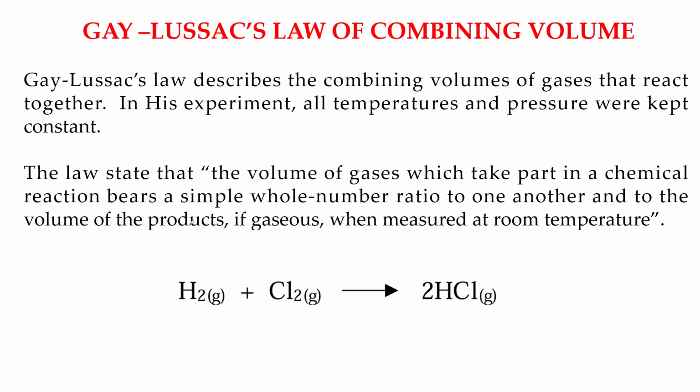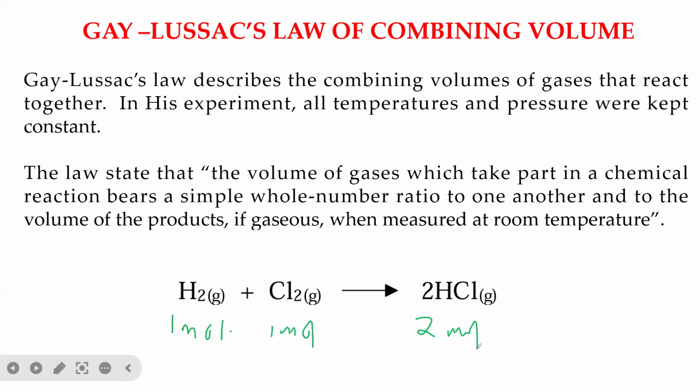For example, if you look at this one here, the moles of hydrogen is 1 mole. So we have 1 mole of hydrogen reacting with 1 mole of chlorine to generate 2 moles of hydrochloric acid. So you see, 1 ratio of hydrogen reacts with 1 ratio of chlorine to produce 2 ratios of hydrochloric acid. This tells you that they combine in a simple whole number ratio. The numbers are very simple and very small. That is what this law is trying to describe.